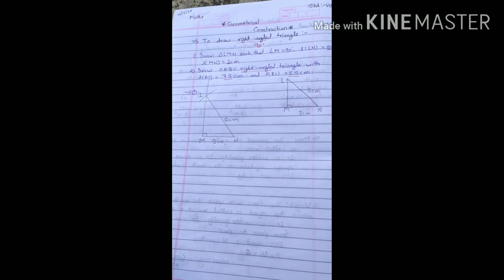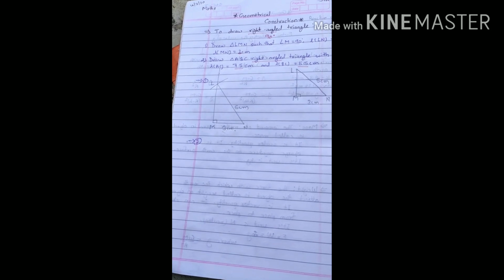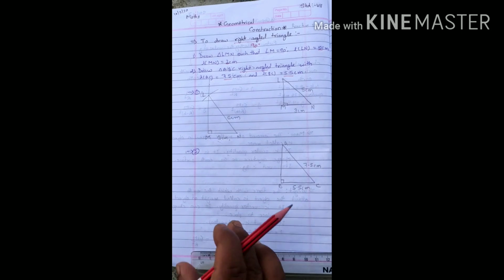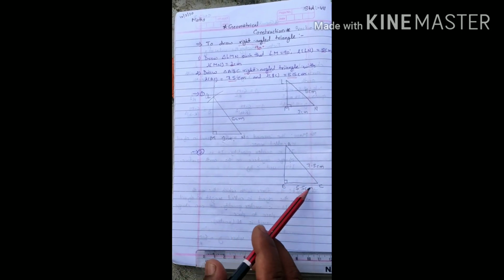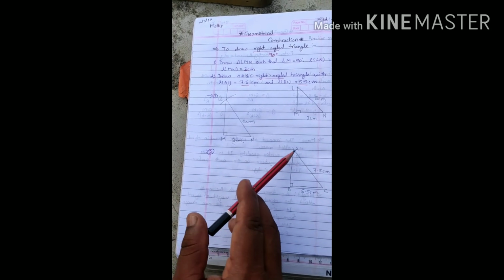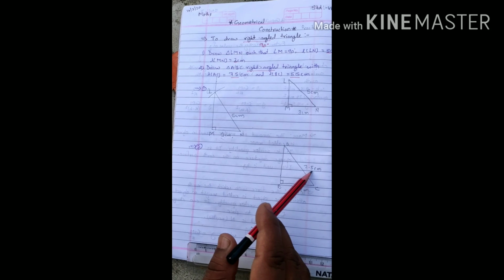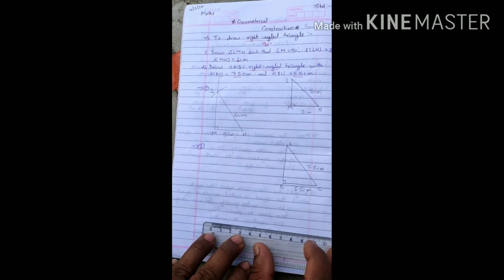Understood everyone? Now we will draw the second one. So in second one also, first we have to draw the rough diagram. Rough diagram is very important. Now see, this is our rough diagram for the second question. Right angle triangle ABC. BC is 5.5 centimeter, AC is 7.5 centimeter. Earlier I said the largest number is the hypotenuse. Now we draw the fair diagram of this one.